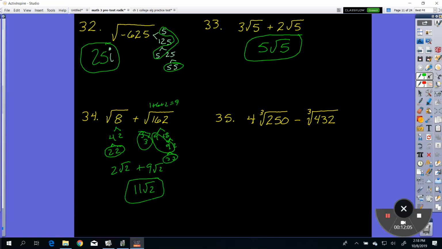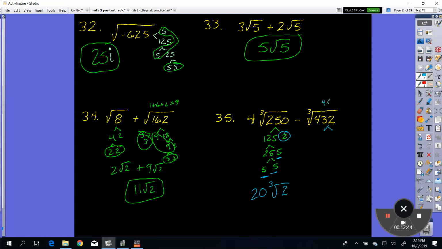So 35. 250 is 125 times 2, right? And 125 we've already decided is 25 times 5 because it's shown up a whole bunch of times. And 25 is 5 and 5. So there's a 3 on the outside, meaning I'm looking for groups of 3. So those 5s are my group of 3 5s, and I multiply it to the 4 that's already out here. So that's 20 cube roots of, the only thing left is a 2, so it stays in.